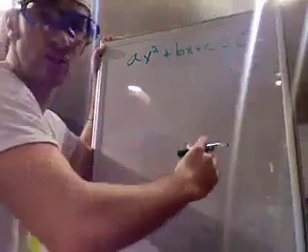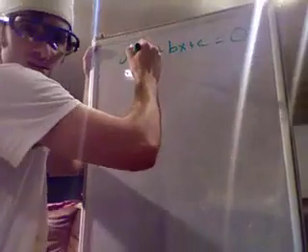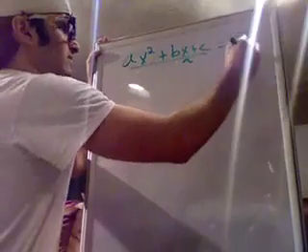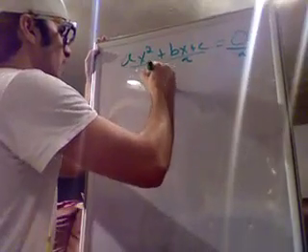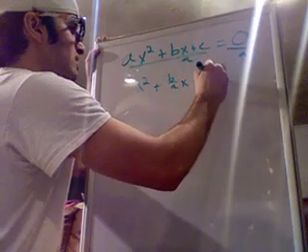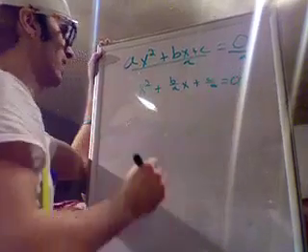First thing we do, divide everything by a. We want the coefficient in front of the x squared to be 1. So we get x squared plus b over a x plus c over a equals 0.